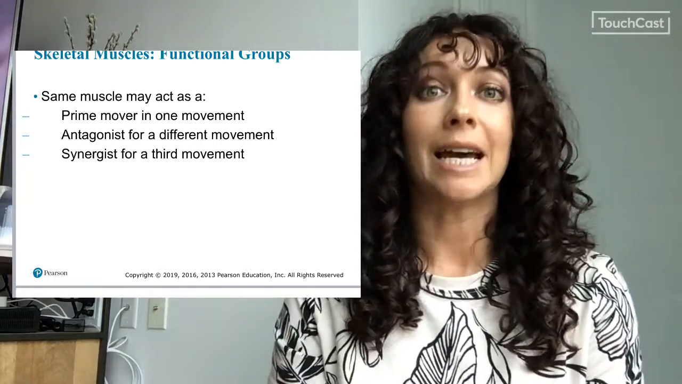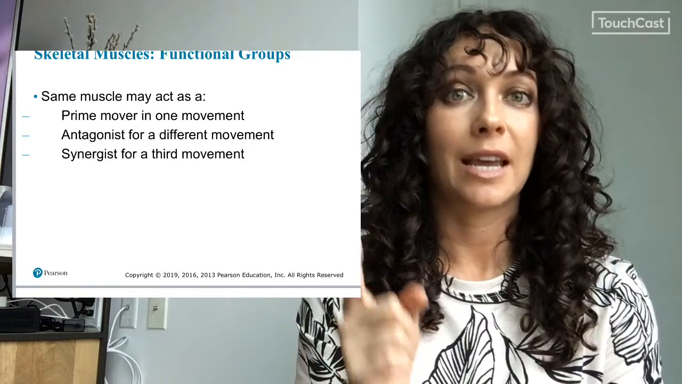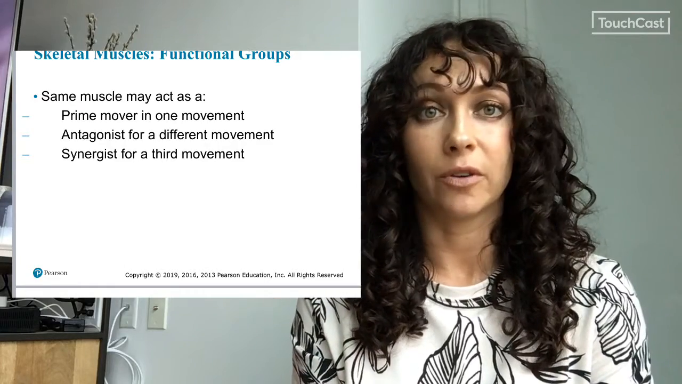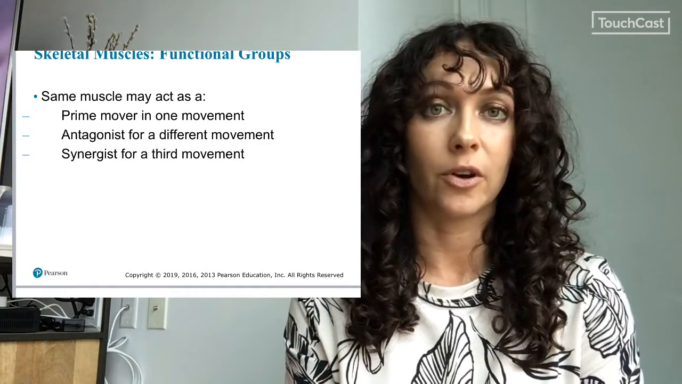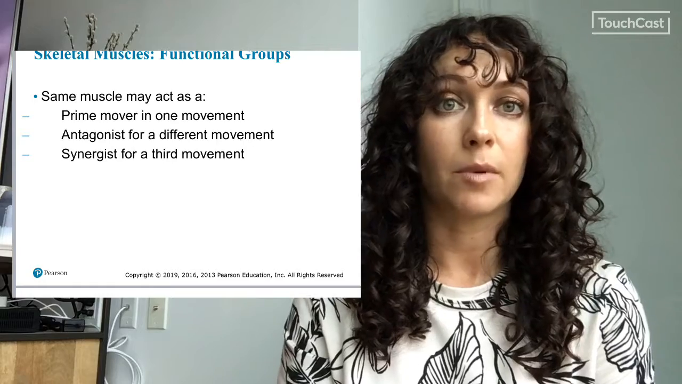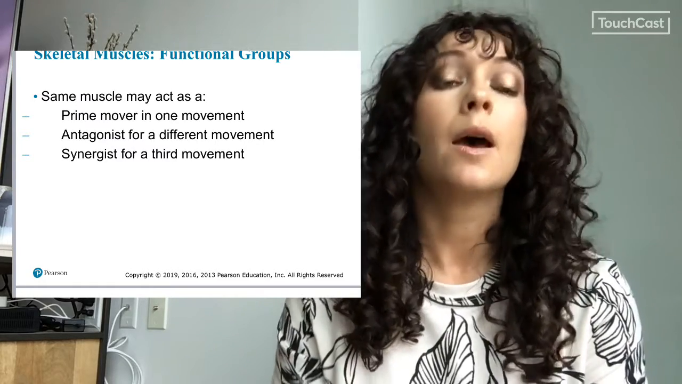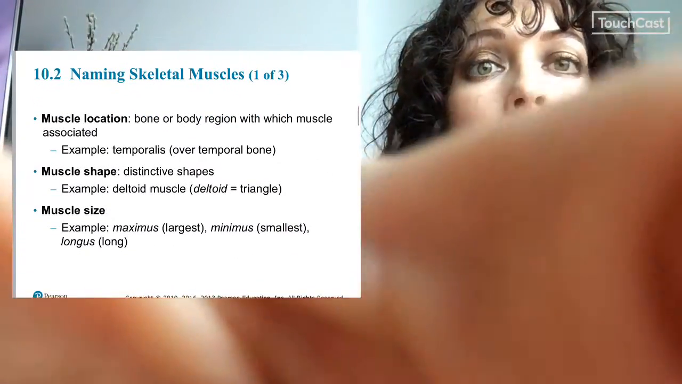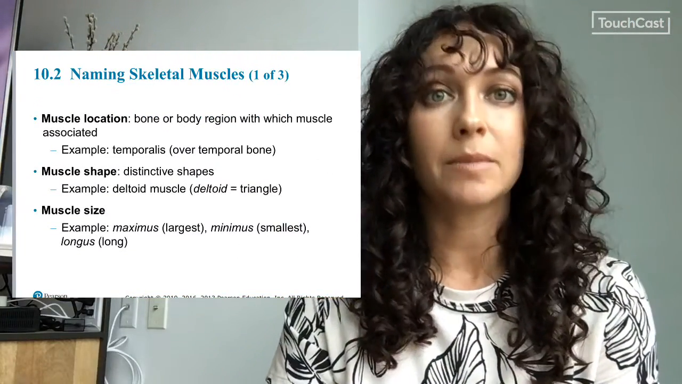So that being said, one muscle can act as a prime mover for one movement, an antagonist for a different movement, and a synergist for a third movement. So they all have the same capability. Not to say that all of them are going to do that, but they do have the potential to act as all three. Okay. Ways in which we name skeletal muscles.